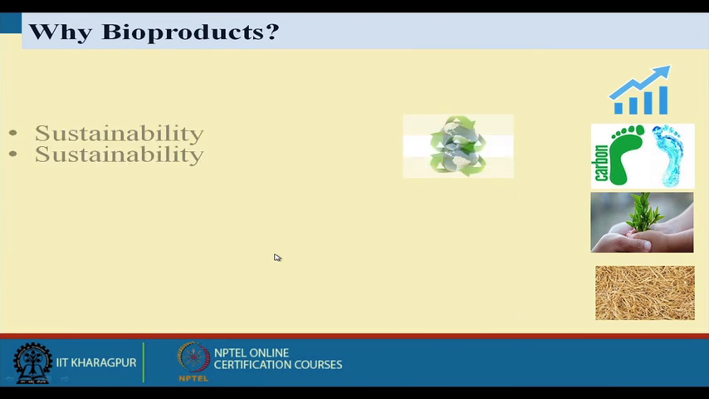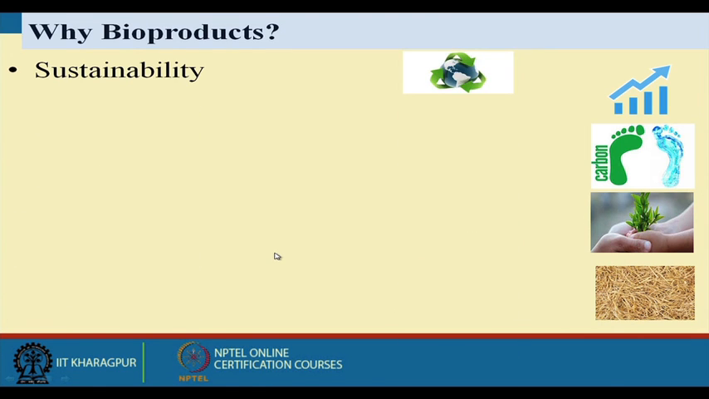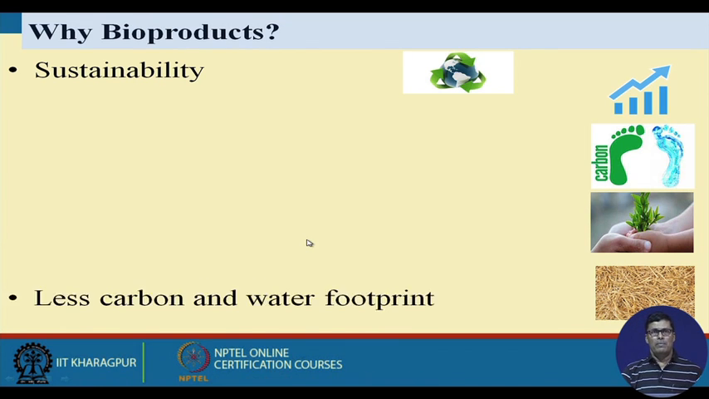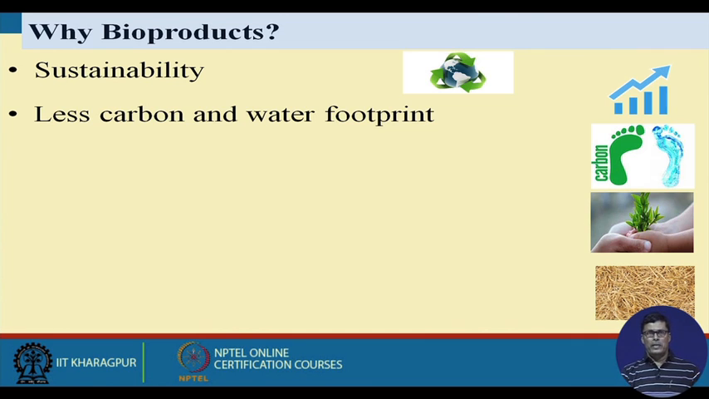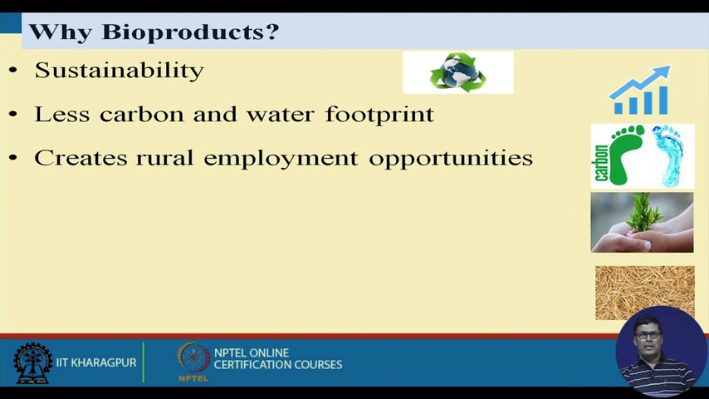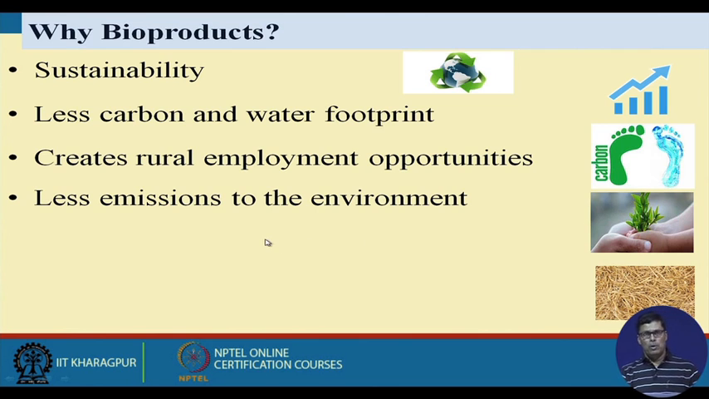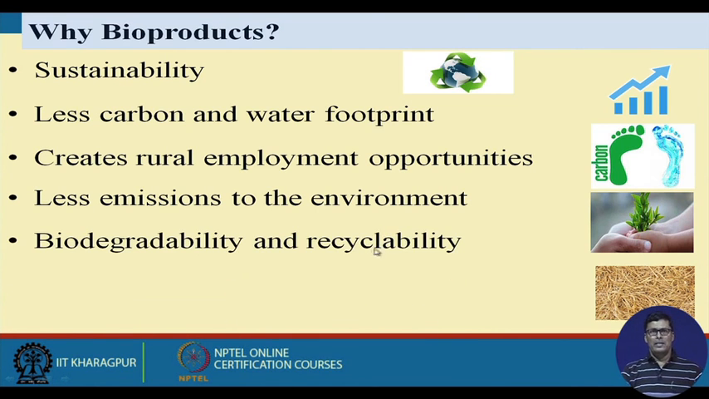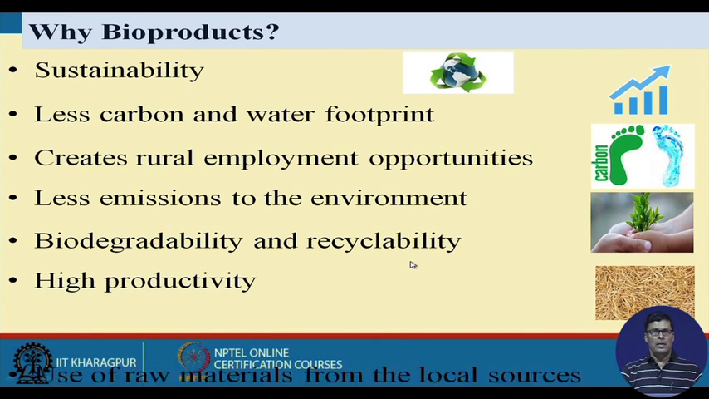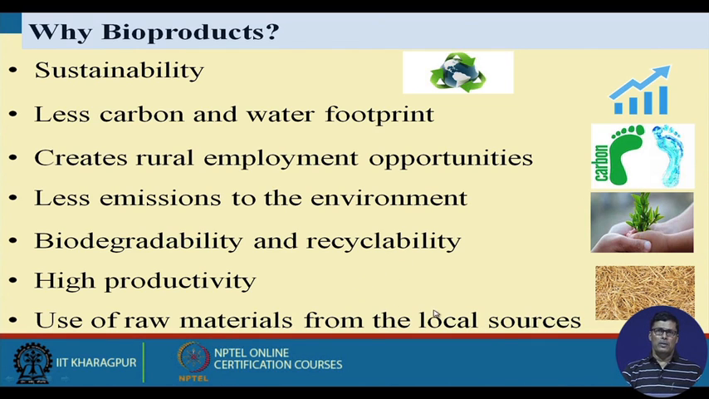Now, why bioproducts? The reason is that they are sustainable, because we can use these bioproducts for a longer period of time. Second is the lower carbon and water footprint, which is very essential. It creates rural employment opportunities, because the bioprocess can be applied at both small and larger scales, with less emission of pollutants to the environment. Another important factor is biodegradability and recyclability. Then we have high productivity, and lastly we use raw materials from local resources. So these are the different advantages of using bioproducts, and why they are in practice.